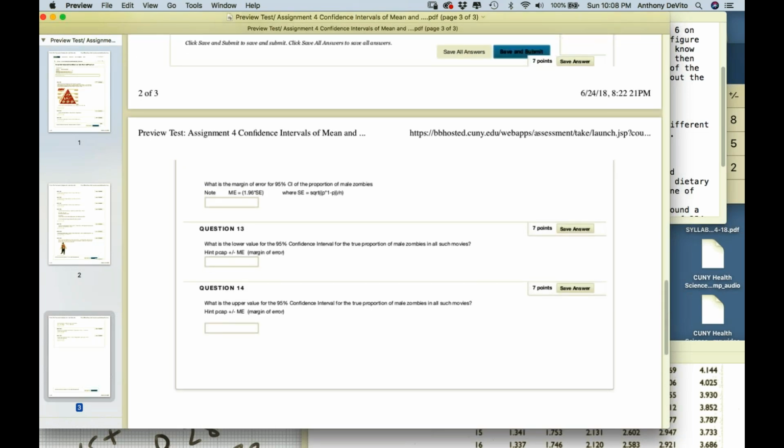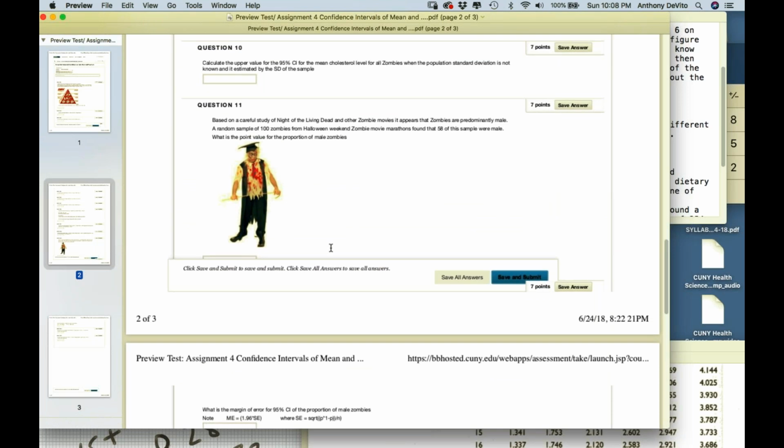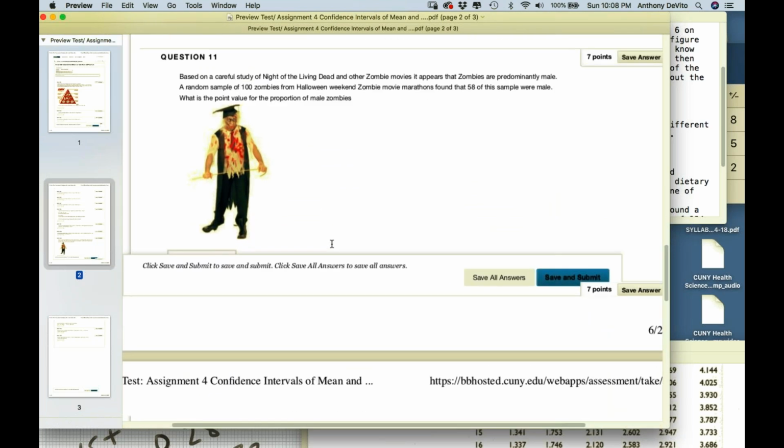Down towards the bottom. Okay, 12 through 14. Let me make that a little bit bigger. Based on a careful study of Night of the Living Dead zombies, it appears that, this is a proportion also, zombies are predominantly male. A random sample of 100 zombies from Zombie Movie Marathons found that 58 of the sample were male. In other words, 58 were male, 42 were female.